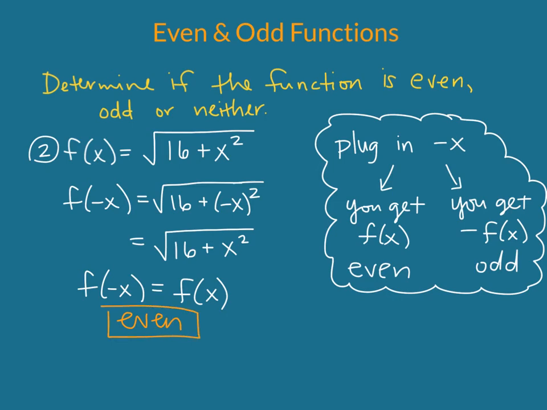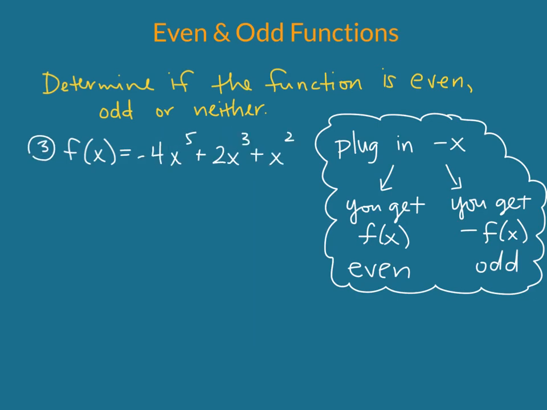Another way to know that this function was even is that there were two terms, and this term had an even exponent. So did this term. This is really 16x to the 0, right? This is a constant. So 0 is also an even number. So this is an even function. Okay, here's our last example.